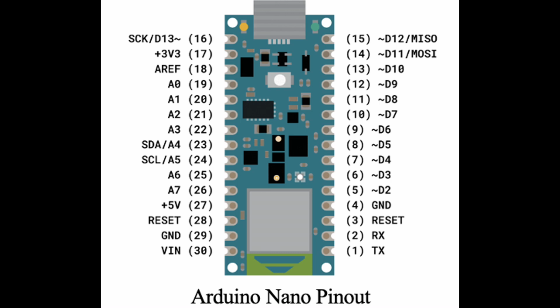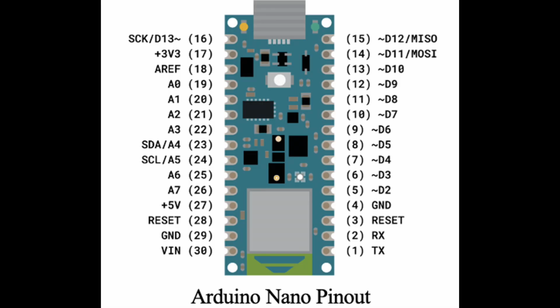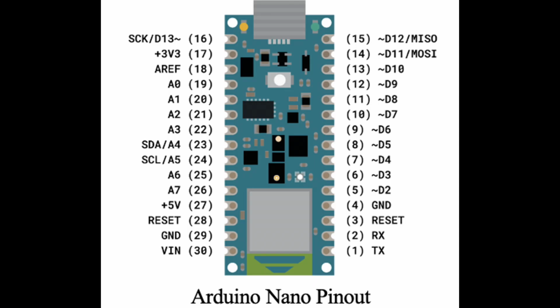The reverb effect is created by combining the current audio sample with a delayed version of the previous sample. In this code, this is implemented using this line of code, which reads the raw audio input and centers it around 0. The reverb delay is controlled by the reverb delay constant, and the actual delay is managed by comparing the current time with the last reverb time. If enough time has passed, the delayed sample is combined with the current input sample using this line, where last output sample holds the previous audio output, and reverb decay controls how much the delayed sample influences the current output.